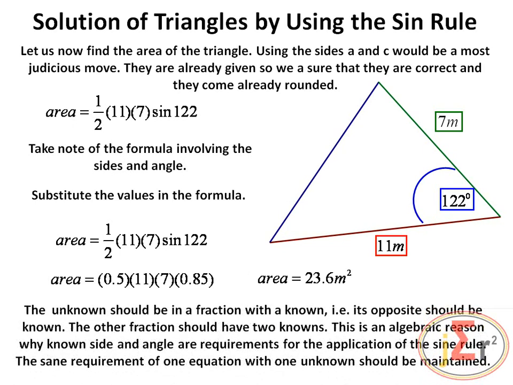The unknown should be in a fraction with a known. That is, its opposite should be known. The other fraction should have two knowns. This is an algebraic reason why known sides and angles are requirements of the application of the sine rule. The same requirement of one equation with one unknown should be maintained.